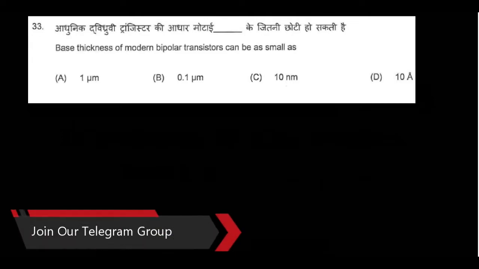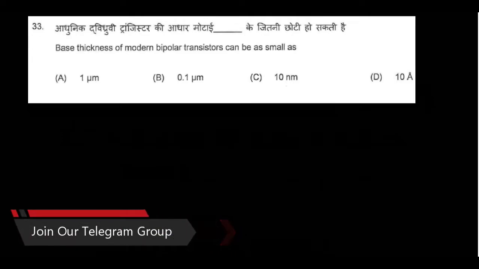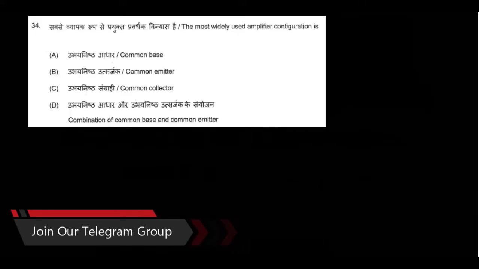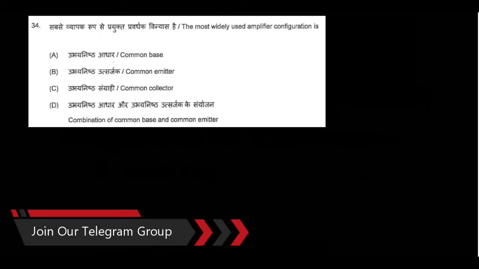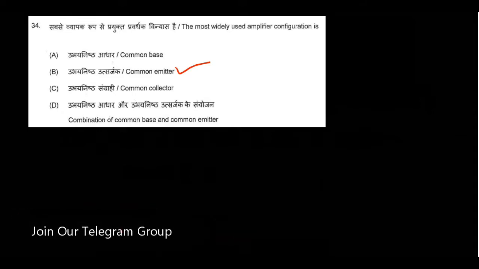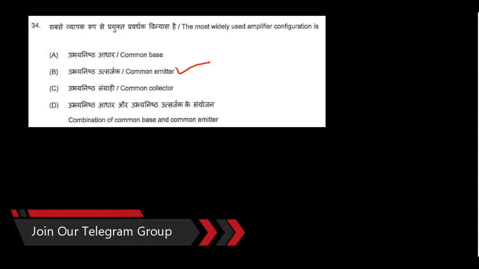Base thickness of modern bipolar transistors can be as small as, what is the thickness of the base? It is 10 nanometer for the modern day transistors. The most widely used amplifier configuration is common emitter. So common emitter will provide reasonably good voltage gain as well as current gain. So we use this common emitter configuration most often.